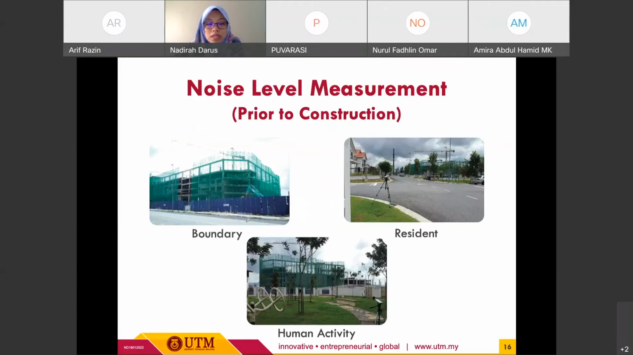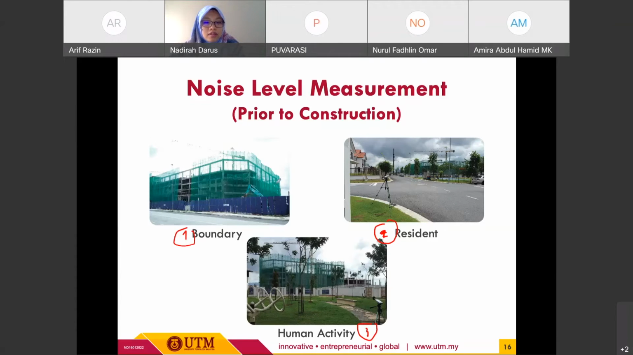Okay, so ni yang saya dah mention which receiver point that we need to measure kalau kita conduct the planning stage for the measurement. Satu, boundary between the proposed site and nearby community and the resident. Maksudnya each resident point as a receiver, and then human activity. Kalau ini dekat taman, nearby or close to the construction site.